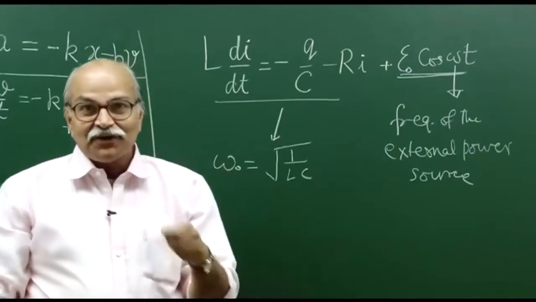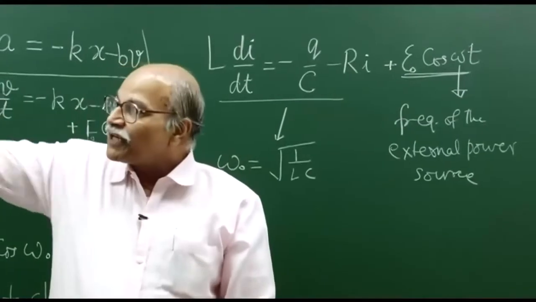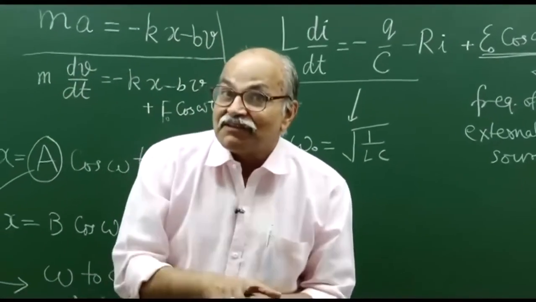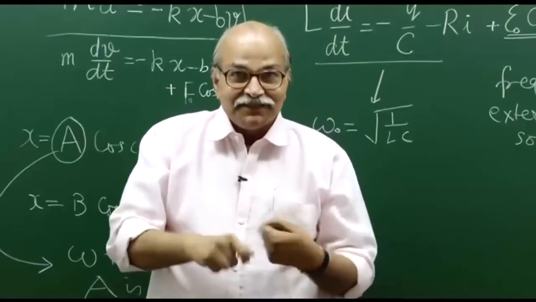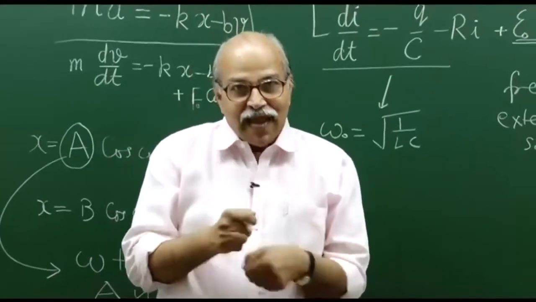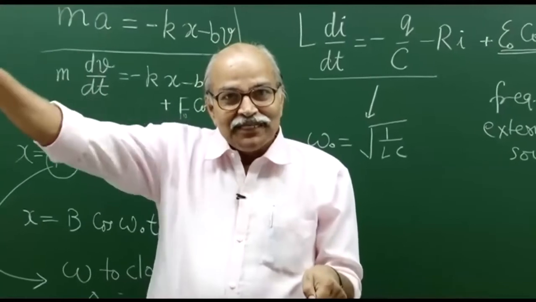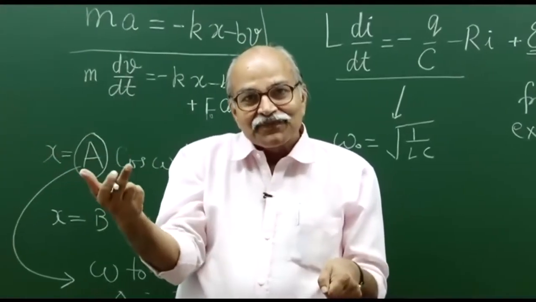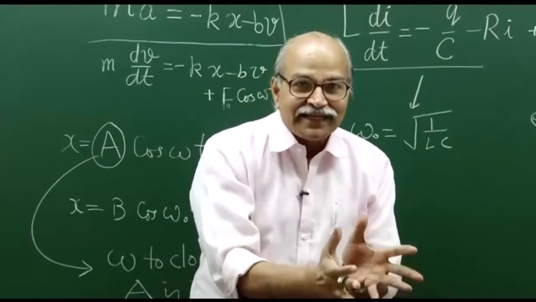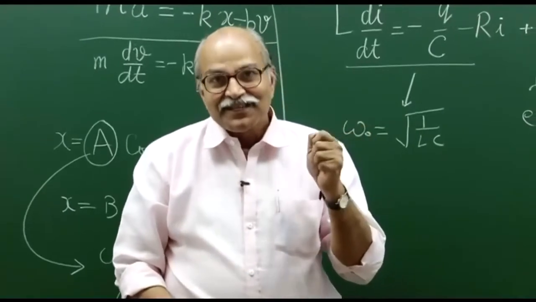This is used in all kinds of tuning circuits where, of the many frequencies available, you only want one particular frequency to drive your circuit. So, then you tune your natural frequency omega naught to that particular frequency, your desired frequency. Only that particular frequency component will provide you the real current in the circuit. So, that is how the tuning circuits are made.